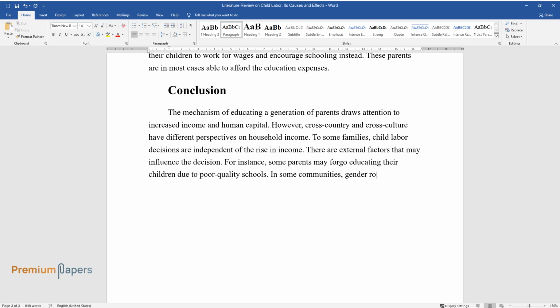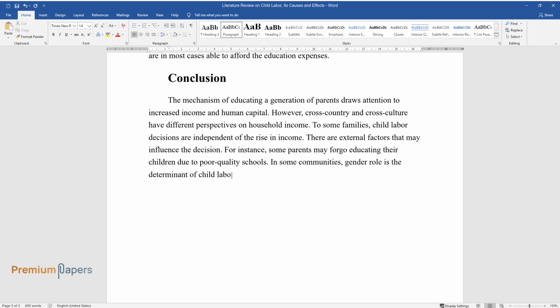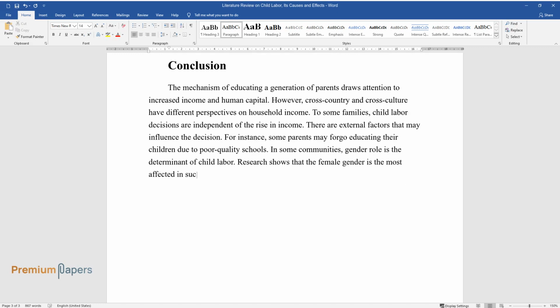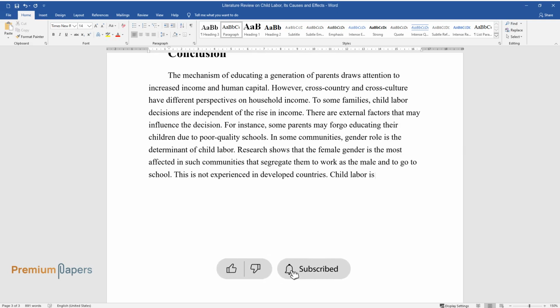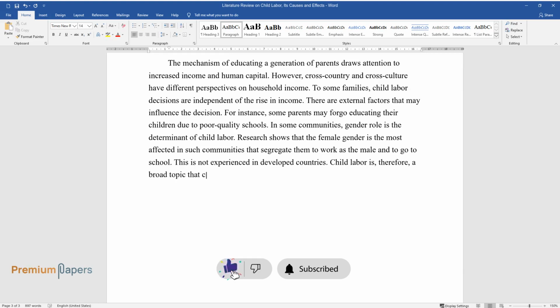In some communities, gender role is the determinant of child labor. Research shows that the female gender is the most affected in such communities that segregate them to work as the male and to go to school. This is not experienced in developed countries. Child labor is, therefore, a broad topic that can be tackled from an interdisciplinary angle.